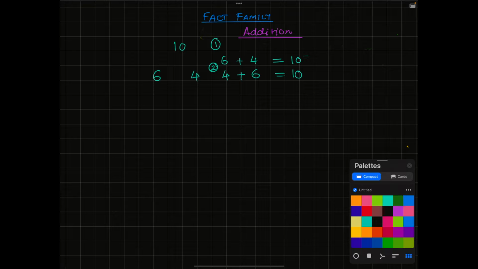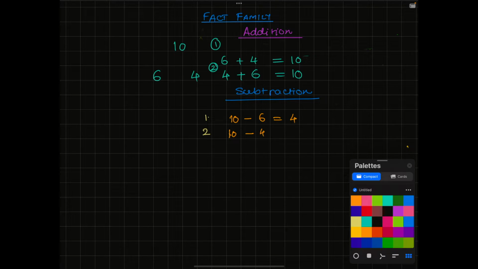What are the subtraction facts here? Number 1 subtraction fact is 10 take away 6 is equal to 4. What is the second subtraction fact?